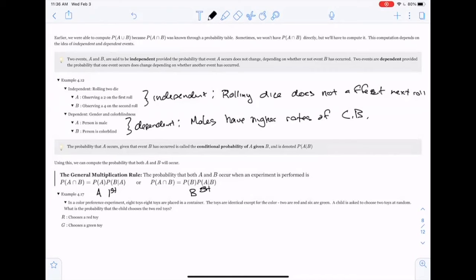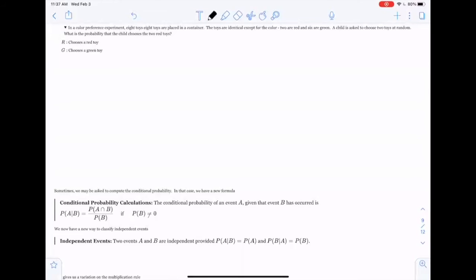So let's do an example of this now. In a color preference experiment, 8 toys are placed in a container, and the toys are identical except for the color. 2 are red and 6 are green. The child is asked to choose 2 toys to play with at random. What's the probability that they choose 2 red toys? So we can define the events R to be choosing a red toy and G to be choosing a green toy. And this really is going to help us come up with a tree diagram.